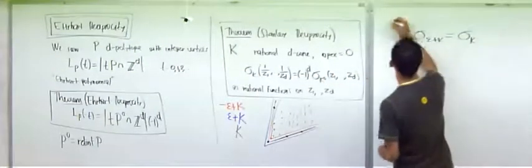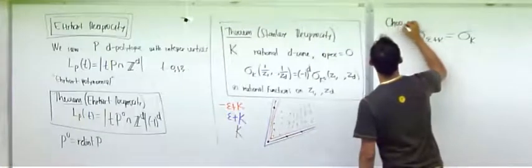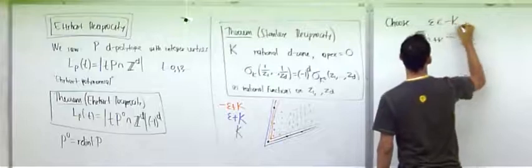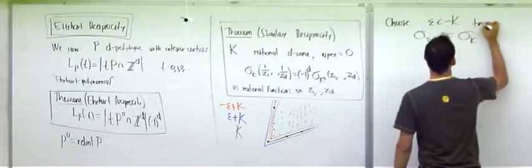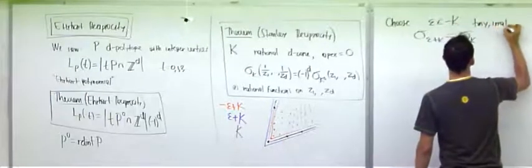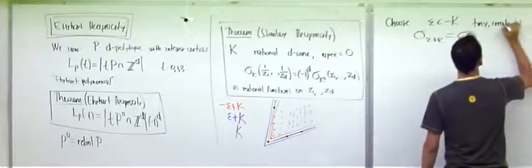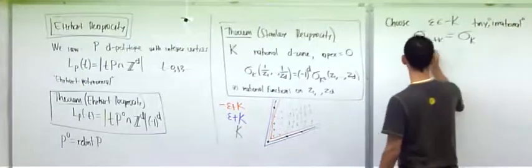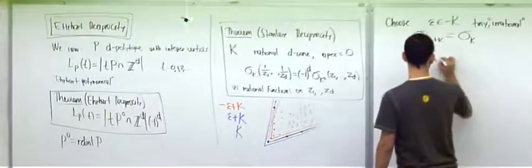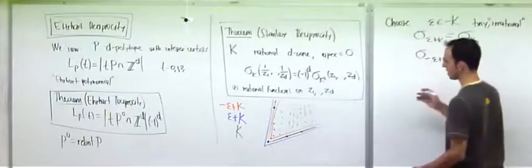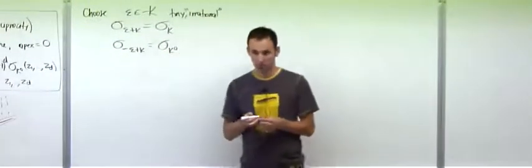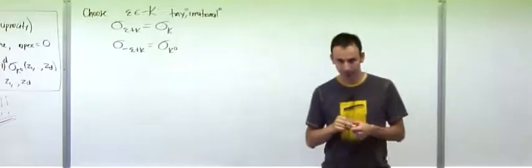So choose epsilon in minus k, tiny, and irrational. And we said last time what irrational means. Then we saw last time this, but now what I'm claiming is that if we do exactly the same thing but with minus, if we shift up by minus epsilon, then we're going to get exactly the generating function for the interior of the cone. Okay?